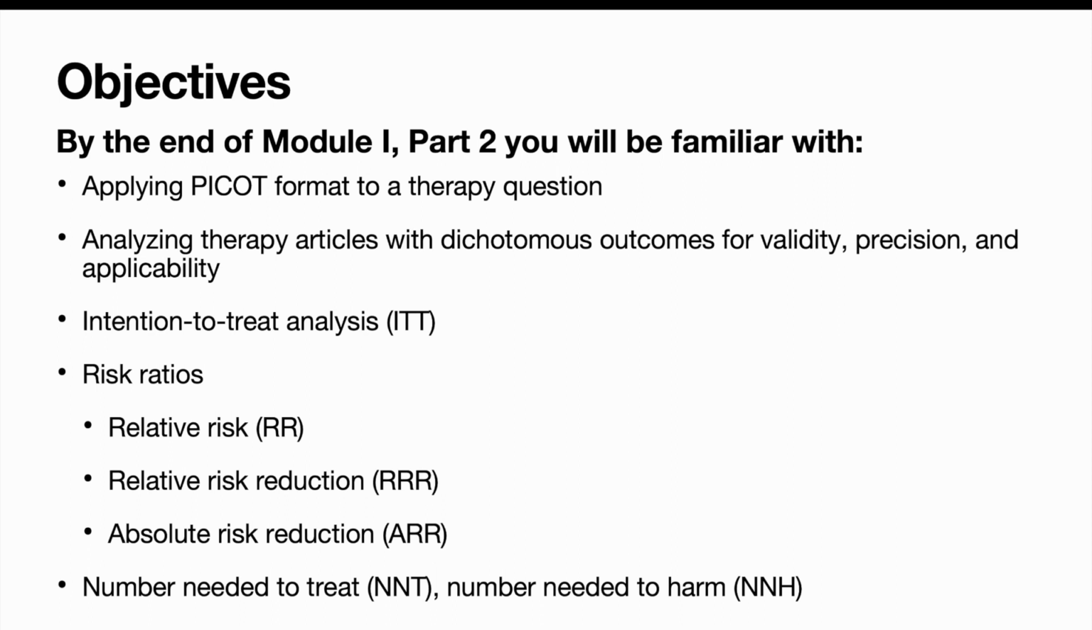the other. So by the end of part 2 of module 1 on therapy questions, you will be familiar with applying the PICO format to the therapy question, like you were last time. You'll be able to analyze therapy articles with dichotomous outcomes for validity, precision, and applicability to our patient. We're going to talk again about intention to treat analysis. And there are other measurements that we can use for measuring dichotomous outcomes. And those are risk ratios, which would be relative risk reduction, and absolute risk reduction. We'll also talk about number needed to treat again and number needed to harm.